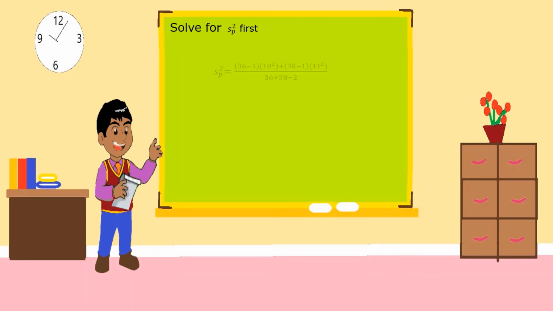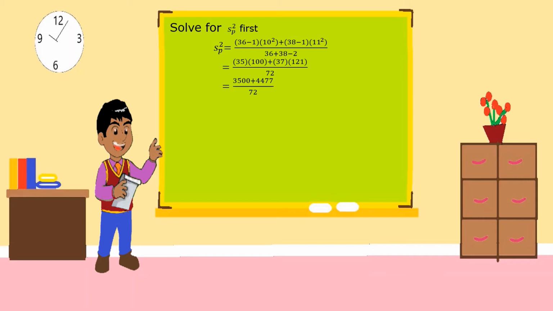The sample size of group of men is 36, and the sample size of group of women is 38. So we solve first the square of Sp. So we have here the quantity of 36 minus 1 times the square of 10 plus the quantity of 38 minus 1 times square of 11 all over 36 plus 38 minus 2. And then we have 35 from 36 minus 1 and 100 from the square of 10. So that's why we have there 35 times 100 plus 37 times 121. Our 37 there comes from 38 minus 1 and 121 is the square of 11. All over 72. So our 72 comes from 38 plus 36 minus 2.